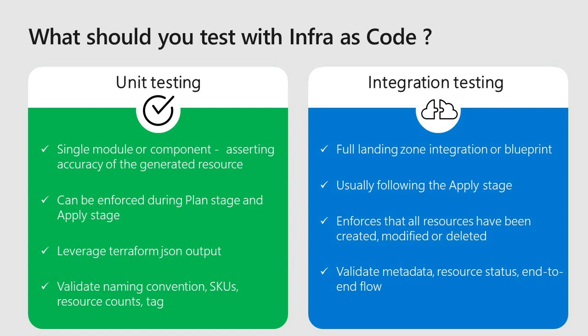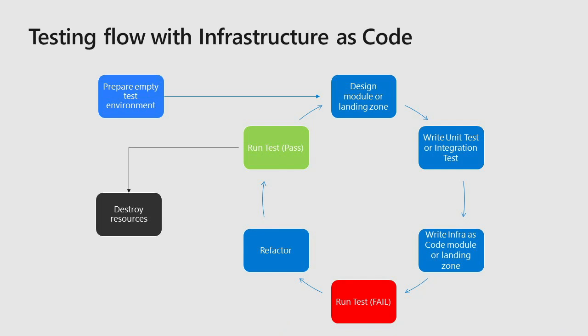The unit test has a narrow scope, and we want to test simple things, so it should be easy and quick to test. On the other hand, integration testing is here to test the full landing zone or a blueprint. We usually do the integration test after the apply stage, and we want to enforce here that all resources have been created, modified, or deleted according to the plan that we had in mind. The goal here is to validate metadata, resource status, and the end-to-end flow. When we talk about end-to-end flow, it can be making a call to a web request, testing an insert on the database, and testing that the entire logic from our application is working before we move on to the next stage. So let's have a look at the flow that we can put in place for testing.